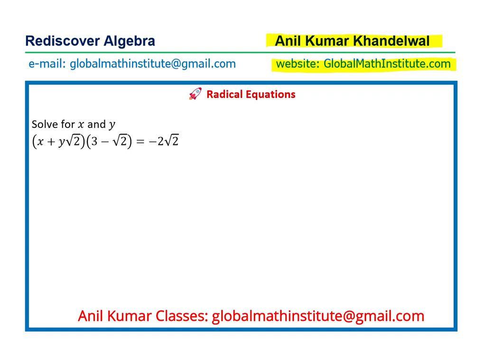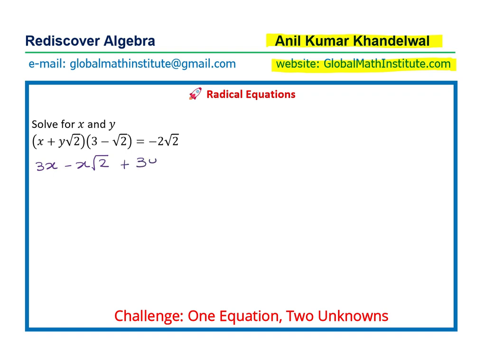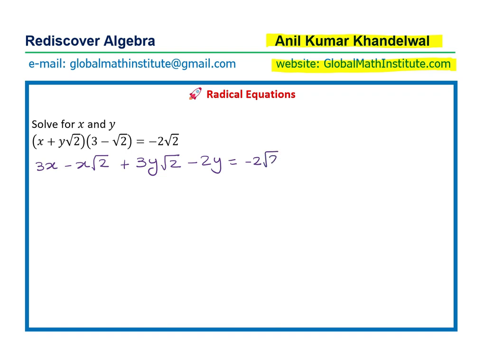Perfect. So now, the first step is let us expand and simplify the expression on the left hand side. We'll multiply with x first, so we get 3x minus x√2. Multiplying with y√2, we get plus 3y√2. And then we get minus √2 times √2, which is 2, so minus 2y, equals minus 2√2. That gives us an equation.